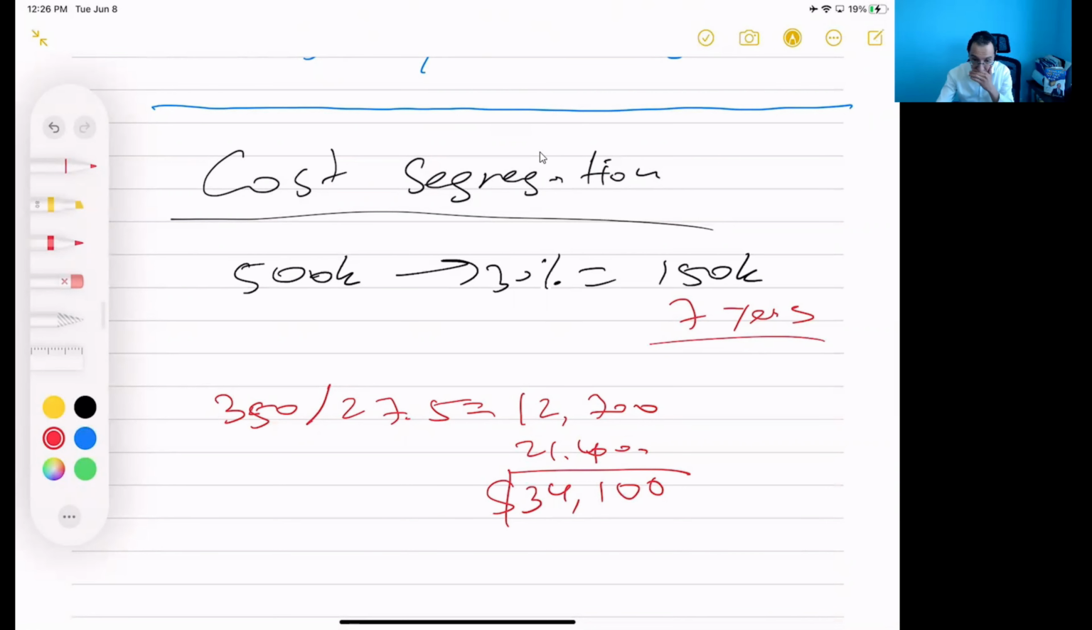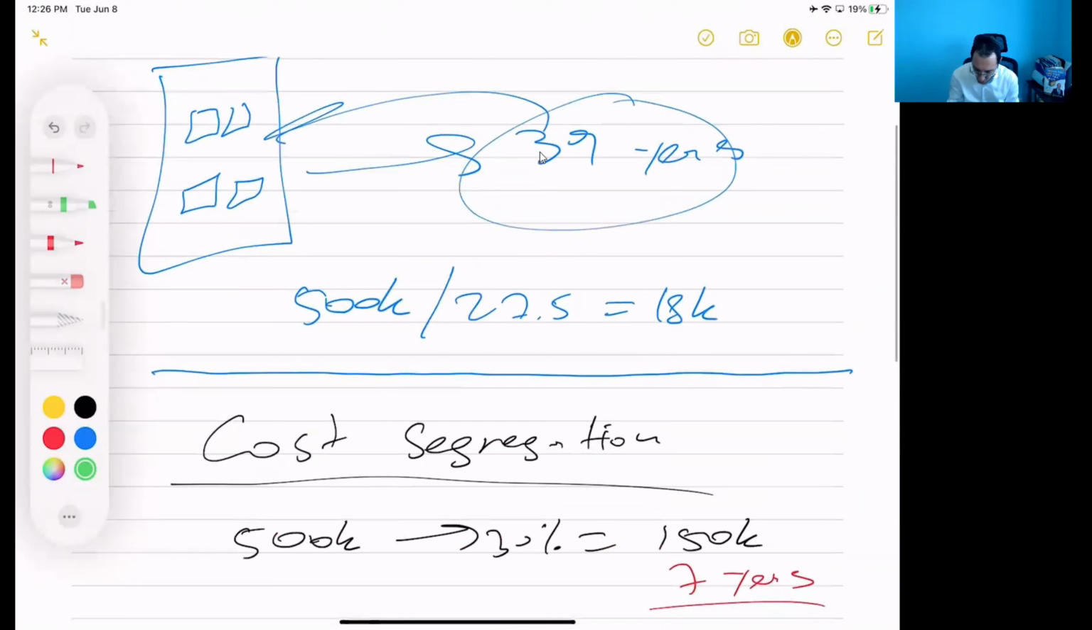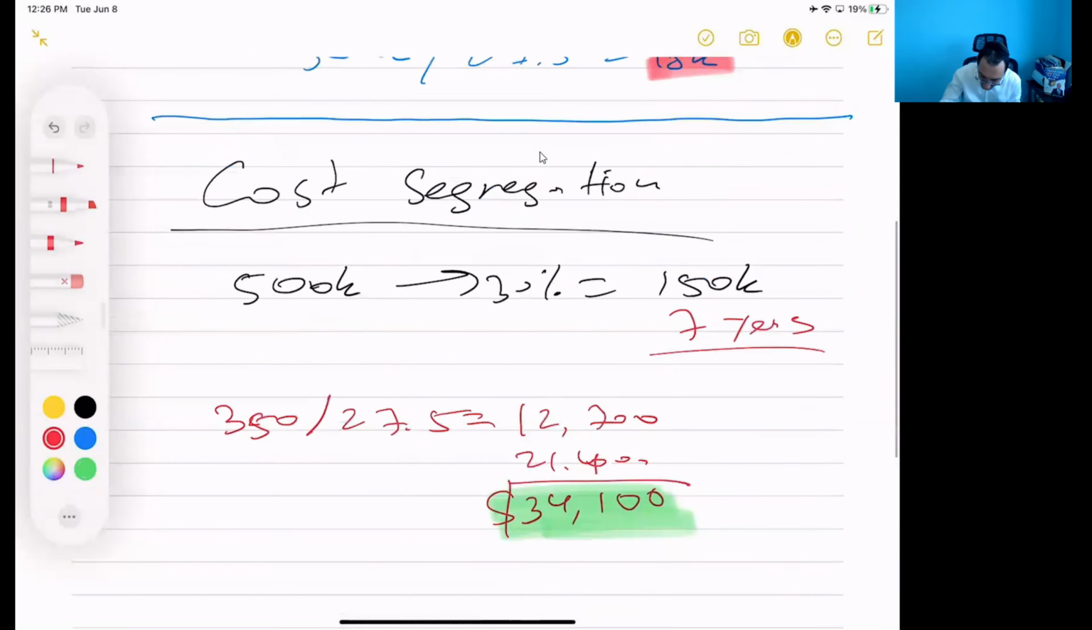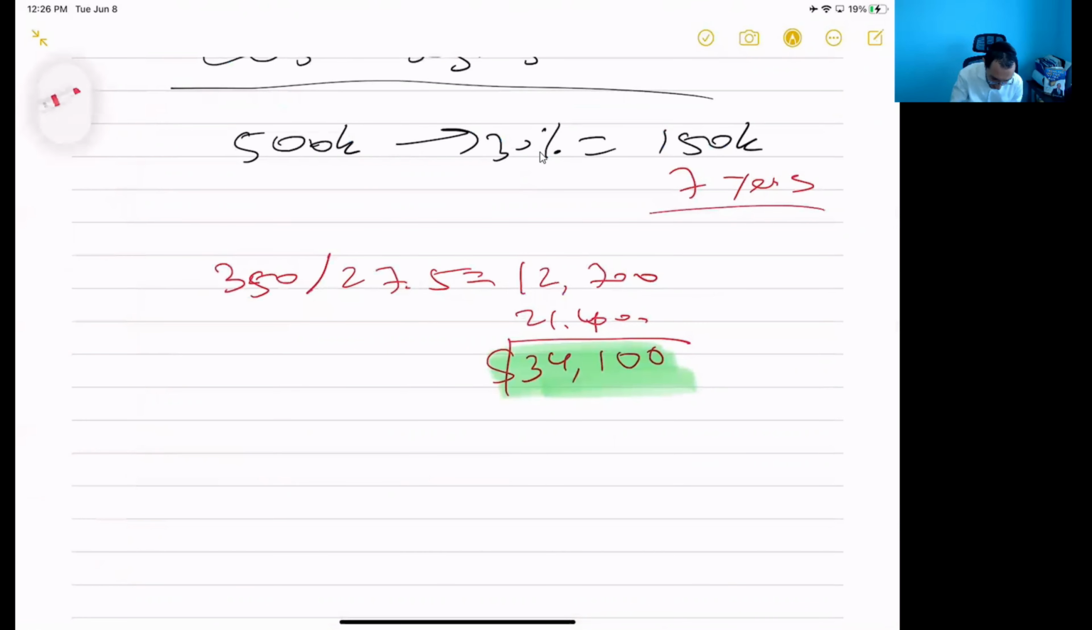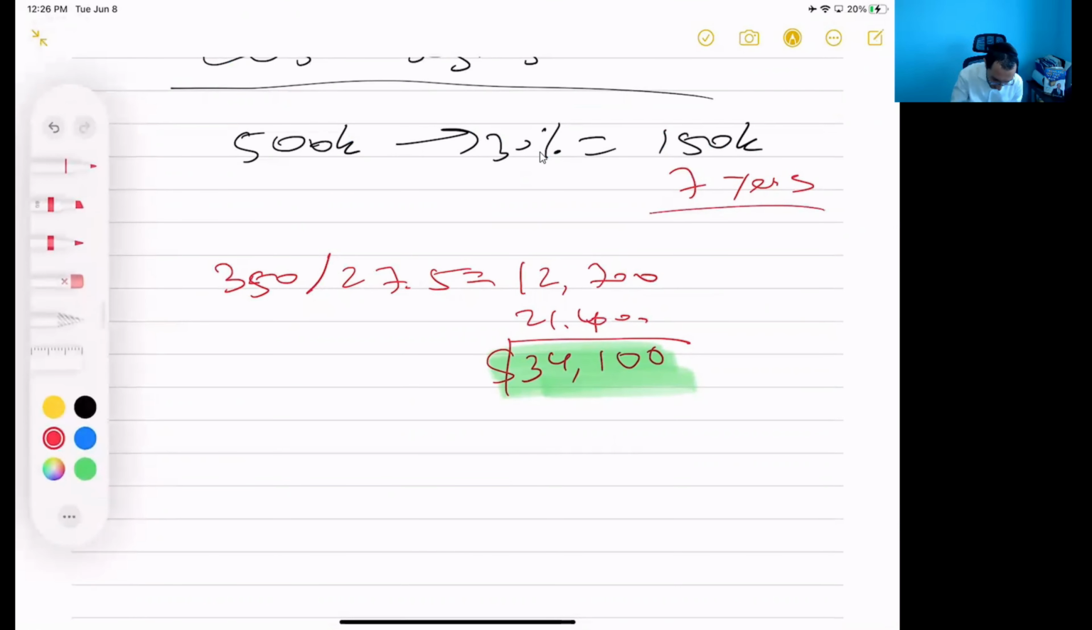Now, if I did the math wrong on this, shame on me. Hopefully I'm not. I'm kidding. Okay, awesome. So $34,100 new depreciation deduction. Let's put that in green. Let's highlight that, right? New depreciation deduction, $34,100 compared to $18,000. Now, if you take the difference, that's about $12,000 approximately in difference in your deduction.